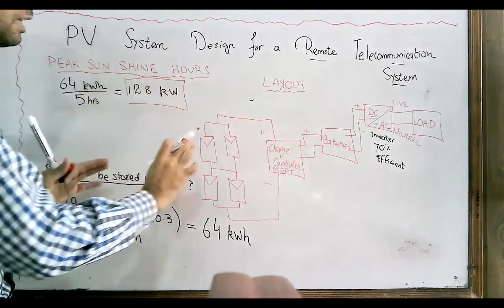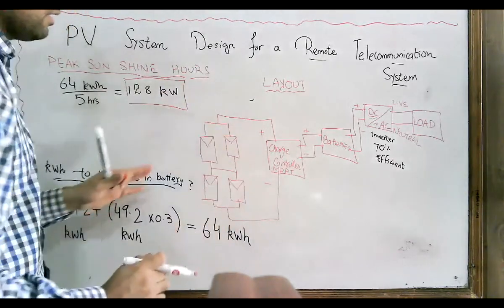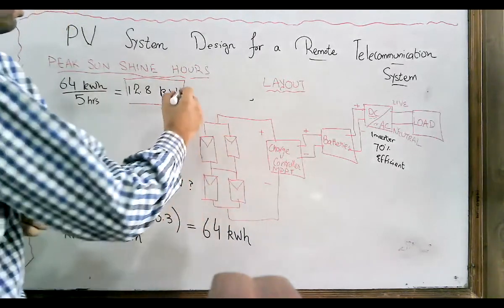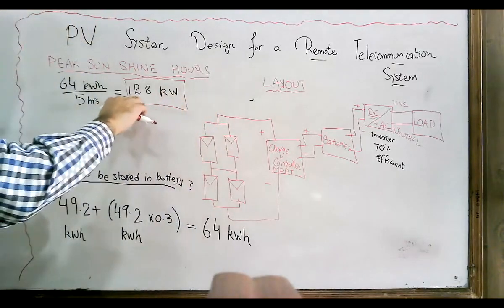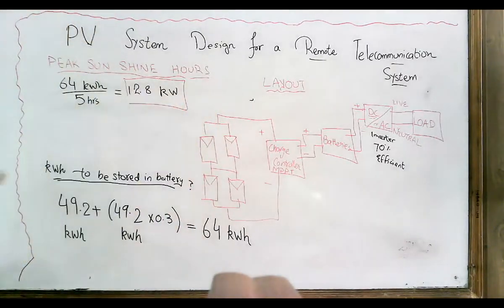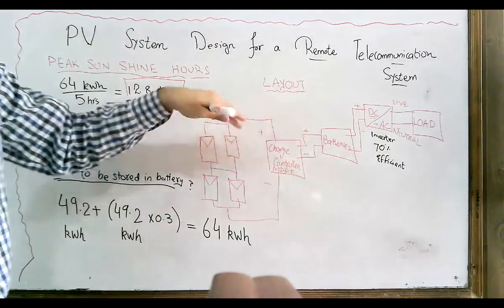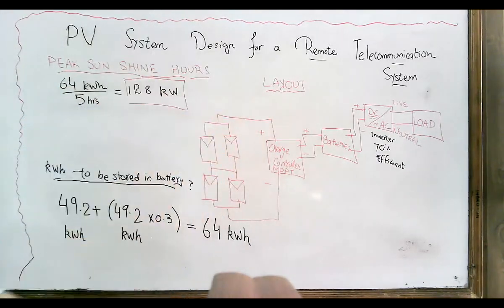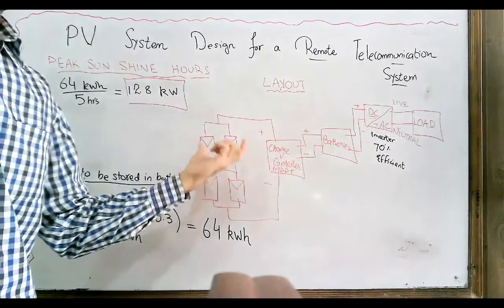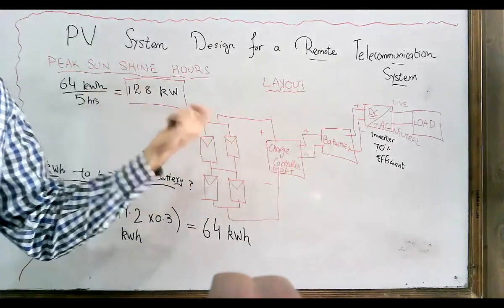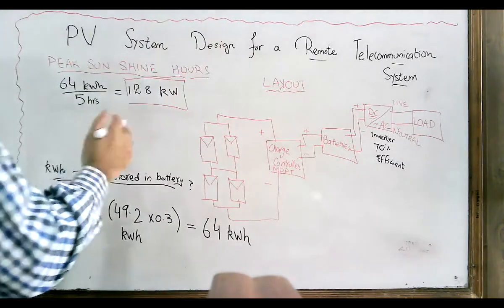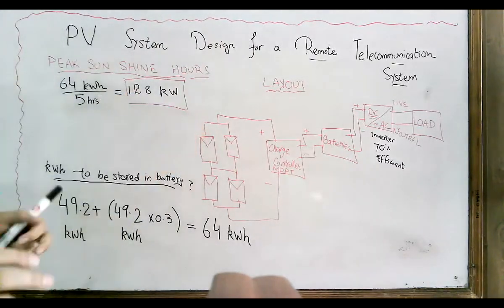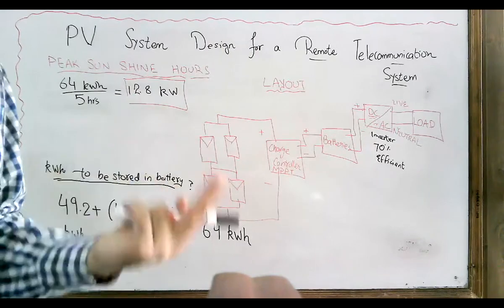It means that I require a PV panel rated at 12.8 kilowatt. That is, for this example, I require a PV panel of 12.8 kilowatt. Well, in the market, a single PV panel of 12.8 kilowatt is normally unavailable.